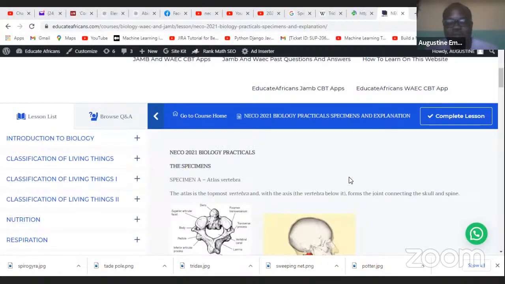We are supposed to be writing our biology practicals after the summer break, so we want to quickly look at what we are likely going to be seeing during our biology class. We are writing our Neco practicals after the cellular. So let's quickly look at all the specimens that we're going to be looking at.